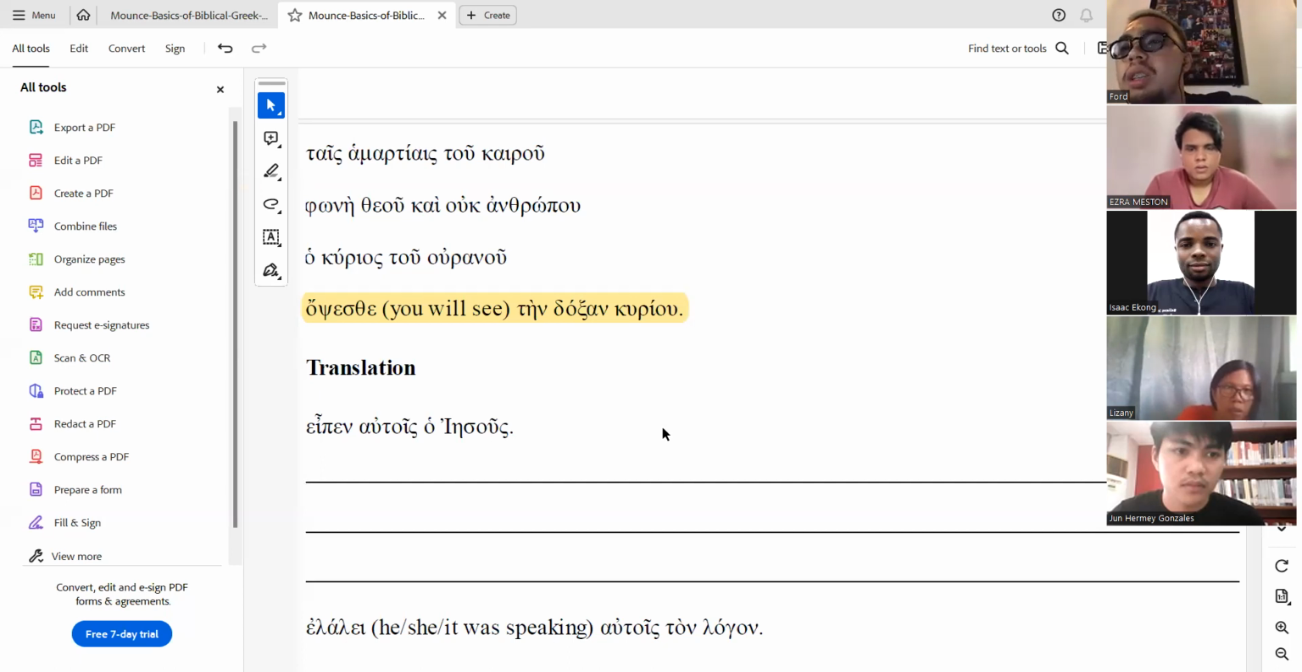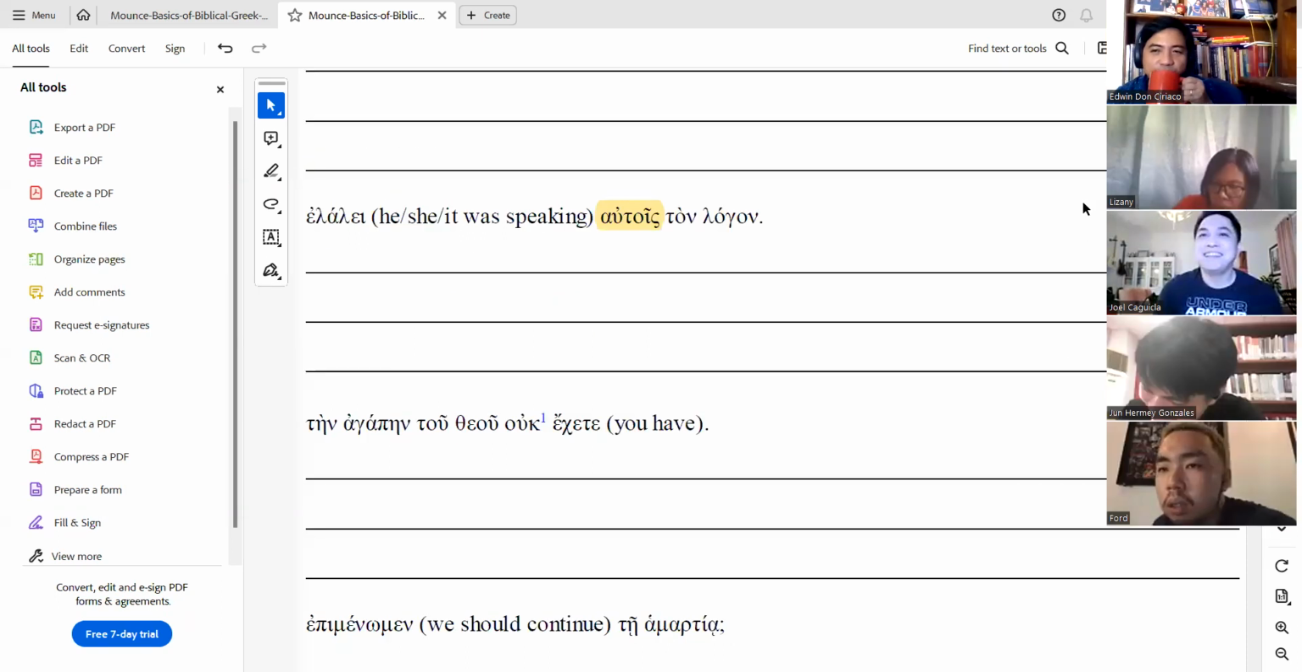Sir, genitive siya, sir. Kasama ba ito, sir? You will see. Continue. The translation is this one in English. So of course, you will just read this one if you're going to translate. You will see the glory of the Lord. Okay, so thank you. So we'll take our break for a while. And then pause. Resume. Sige. Salamat.